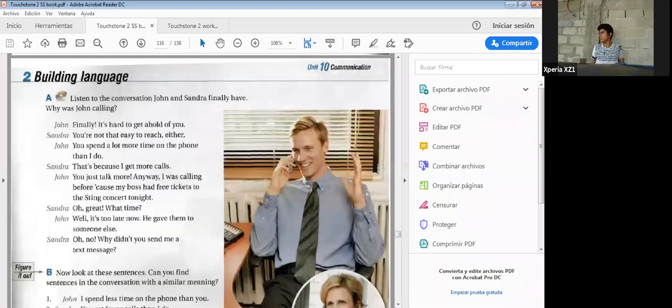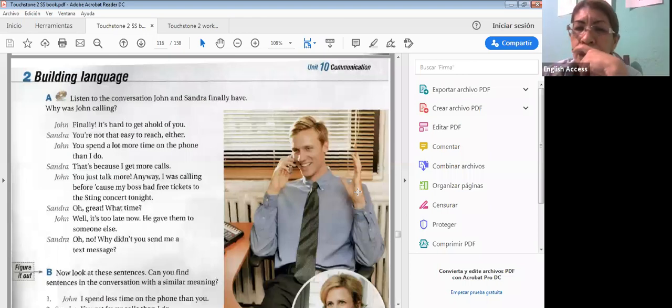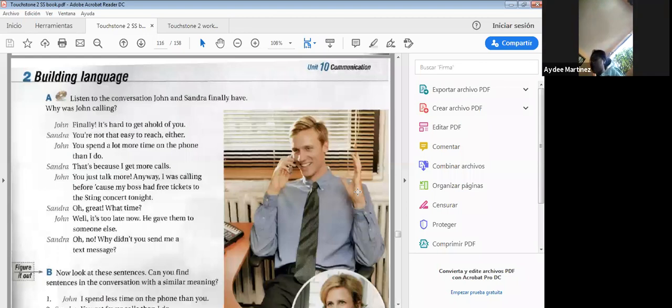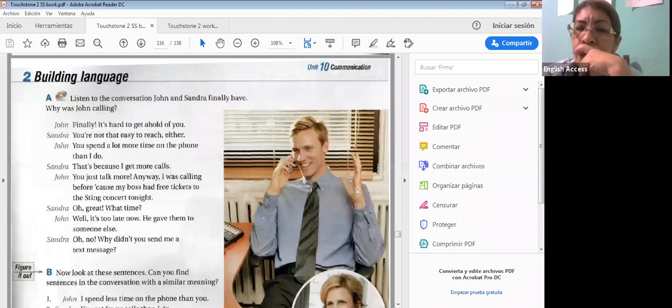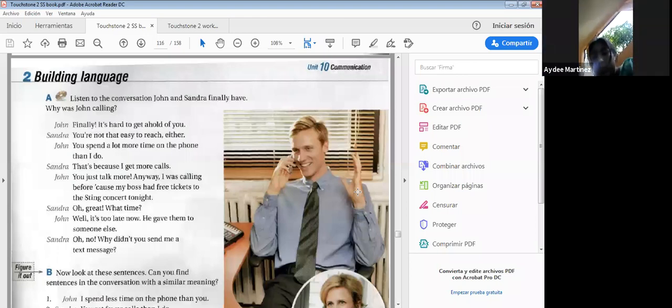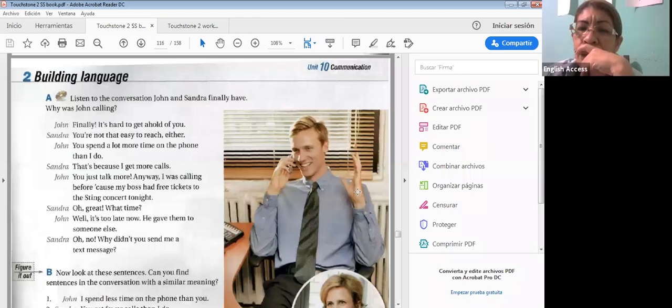Building like this. Why was John calling? Finally, it's hard to get a hold of you. You're not that easy to reach You spend a lot more time on the phone than I do. because I get more calls. You just talk more. I was calling before. Boss had 3 tickets to the state concert tonight. Oh, great. What time? Well, play now. Give them to someone else. Oh, no. Why didn't you send me a text message?